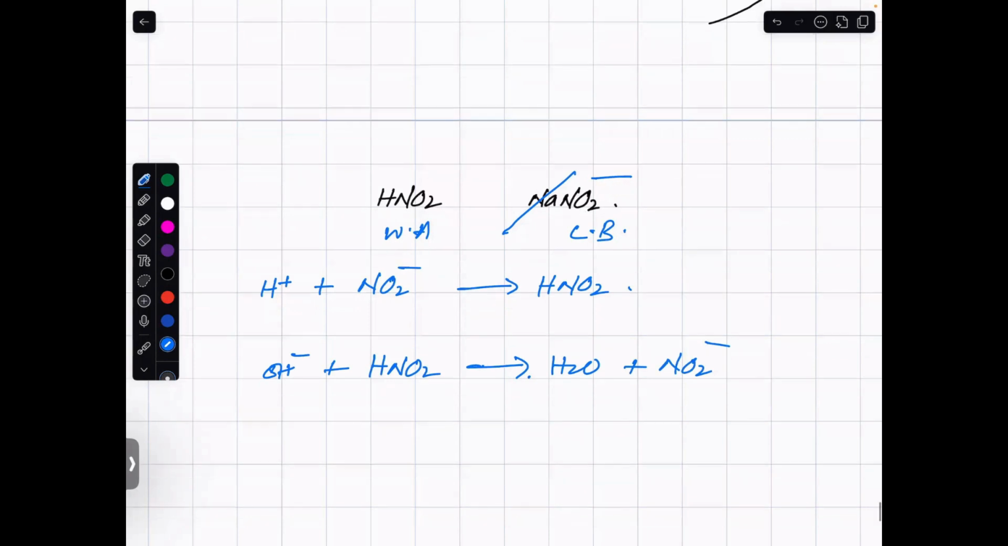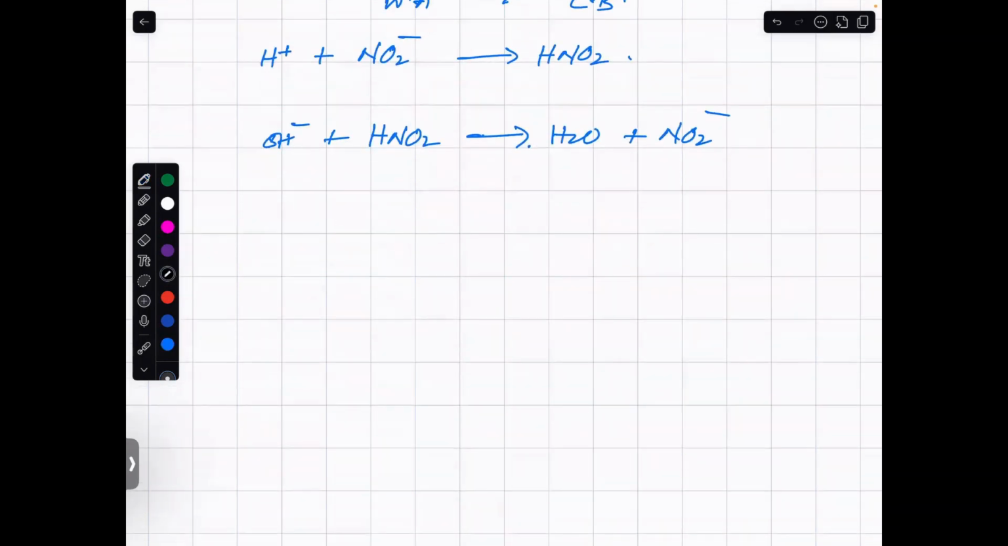Right? Now, if in the paper they ask you that you have HOCO, CH2, CH2, COO negative, this is a buffer. How will it act as a buffer? You know the Na is a spectator. Cancel it. This is the weak acid part. This is the conjugate base part. Yes, this thing can act as a buffer.